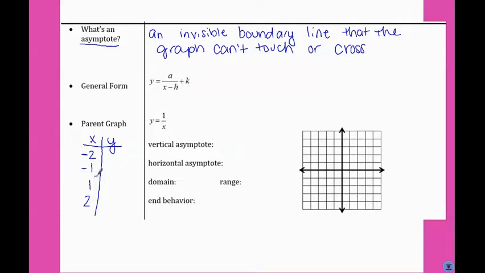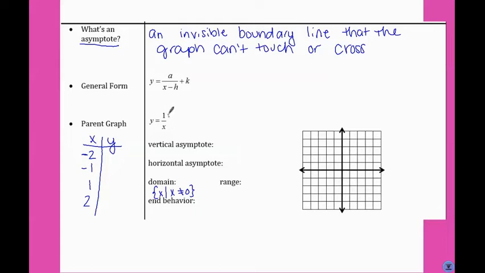And if you noticed, I skipped 0, and there's a reason I skipped 0. Let's look at our function. We have y equals 1 over x. If x is 0, can that happen? Can we divide by 0? No. We've been saying for a while that the domain of this would be x such that x cannot equal 0. And that's why 0 is not included in my T-chart for the parent graph.